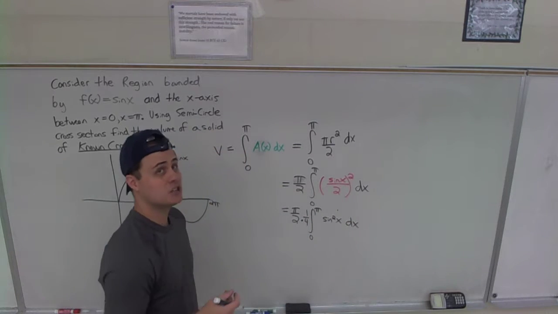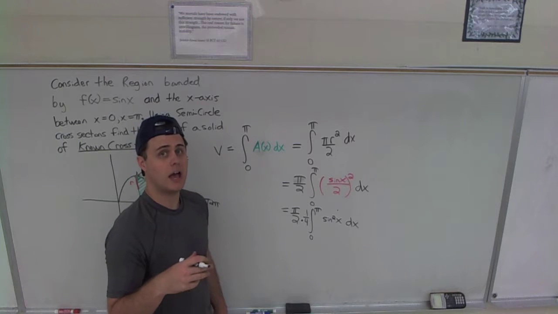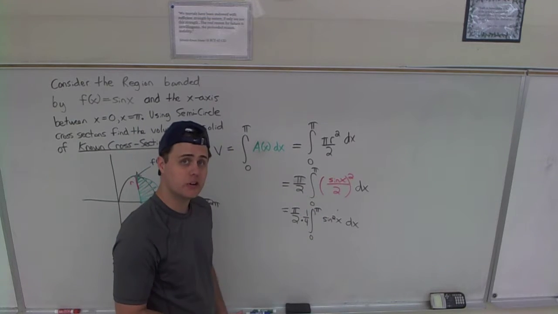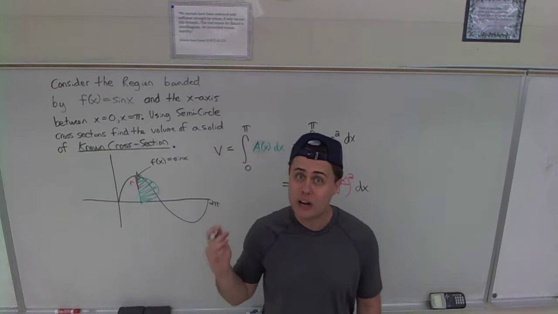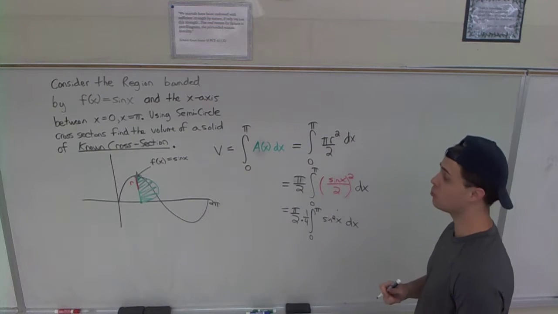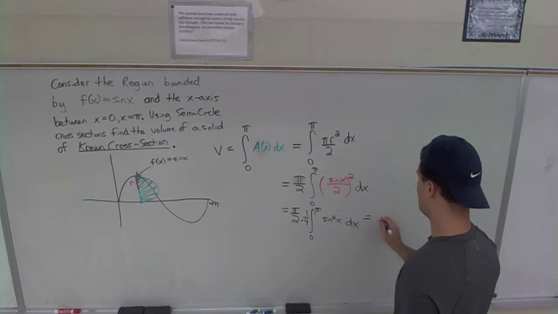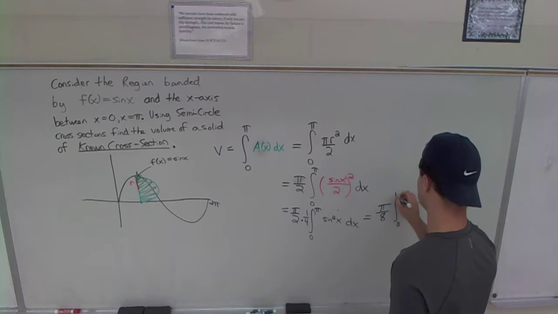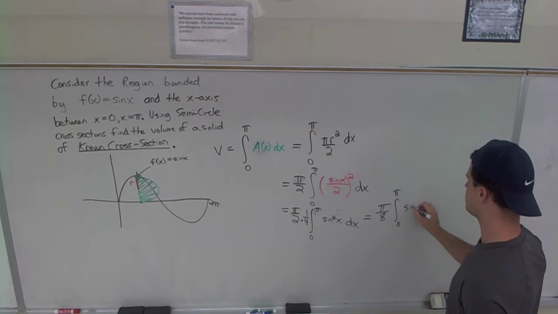So you can see there were a lot of 2's here. There was the 2 from half the area of a circle, and there was the 2 that's inside the squared from thinking about the radius and not the diameter appropriately. So we're going to take that and we get pi over 8 times the integral from 0 to pi of the sine squared of x.